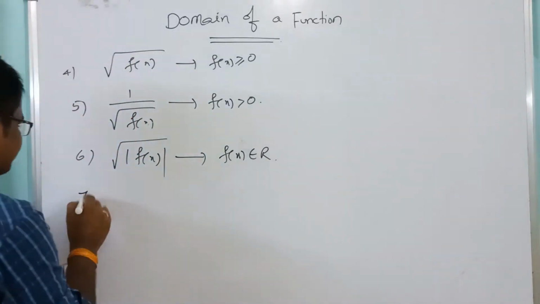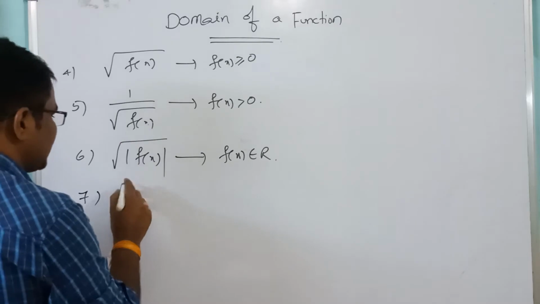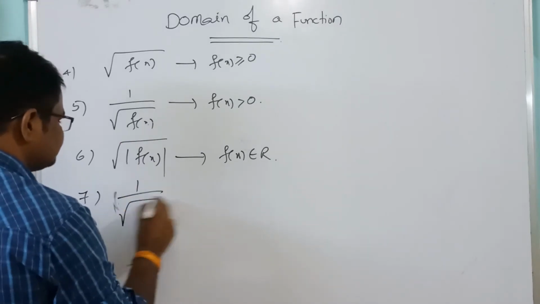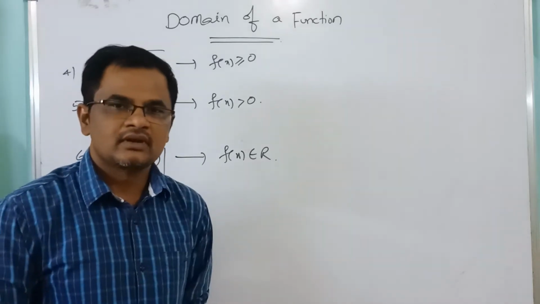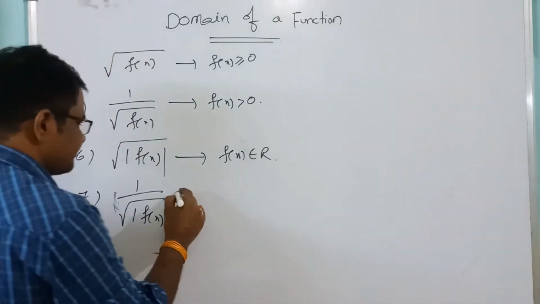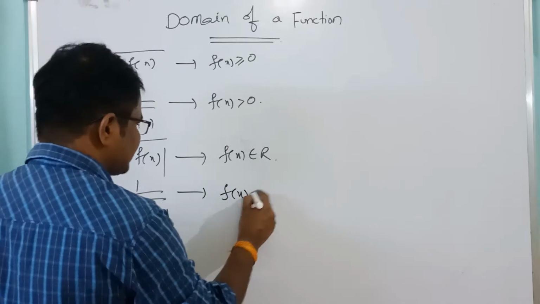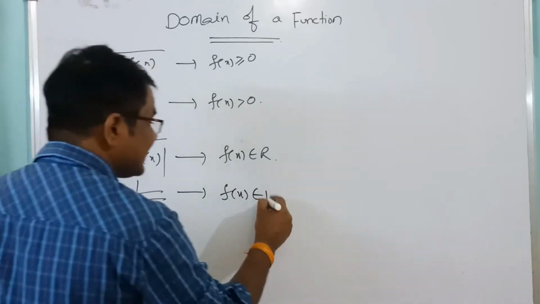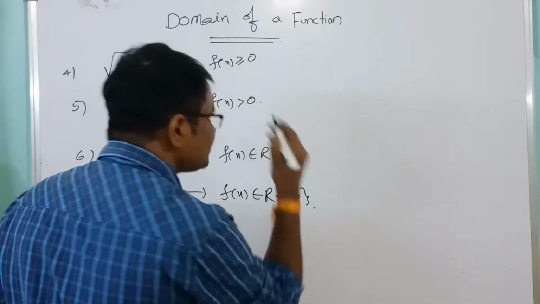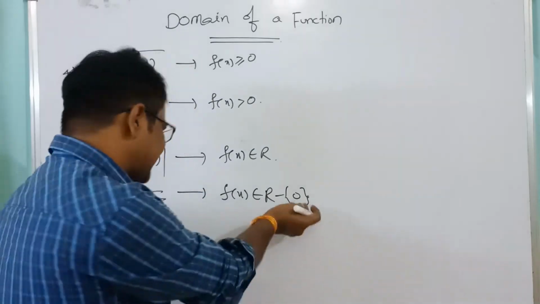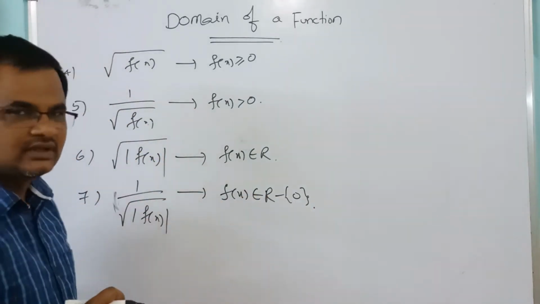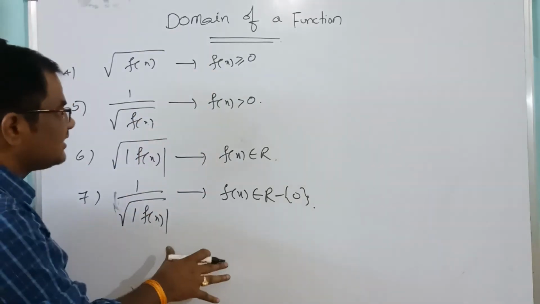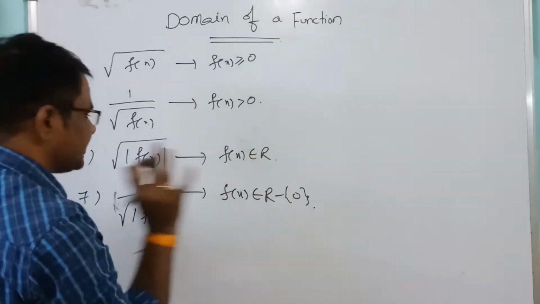Next, the seventh one, root of 1 by root of modulus of f of x. Like this. It exists whenever f of x belongs to real numbers, except 0, because if you take f of x equal to 0, then 1 by 0 is not defined. So we take the conditions under which these are defined.